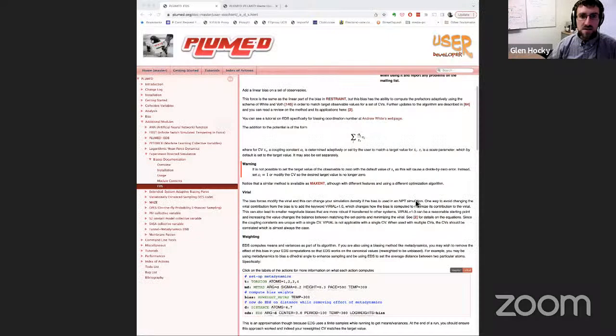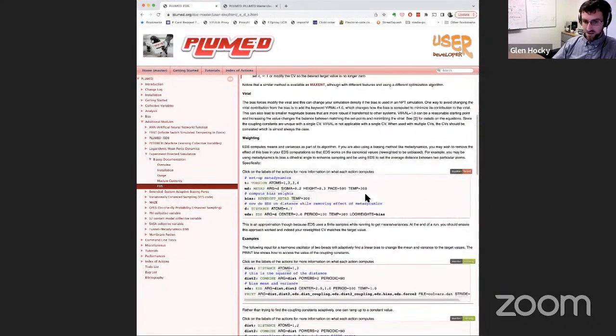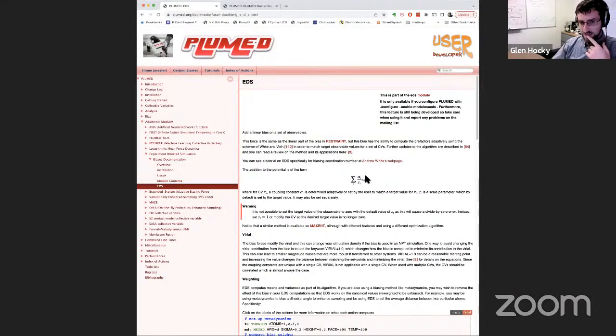And so just to quickly show the, okay, here we go. Here's the manual for EDS, and there was one other technical point, which Andrew didn't mention that was important, which is that in the original implementation, the default was to divide the observable by the target value. And that was to do a bit of regularization, so that the energies wouldn't be really big or whatever.